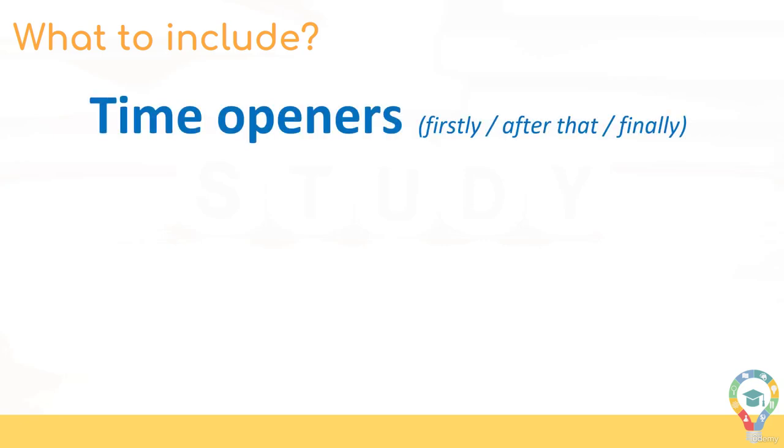So this sentence will almost certainly fit for you. Okay, so what kind of features do I need to include? As I did say, it's quite different to a charts and graphs question. So what do we need to do for our process question? We're going to need to use time openers, so sentence openers for sequencing. And here's a few examples. Firstly, after that, finally. Now, we use time openers so that we can order the stages in the process chronologically. So that means from the very start, from stage 1 right to the end.